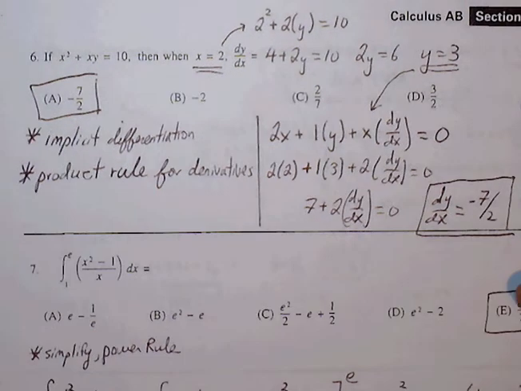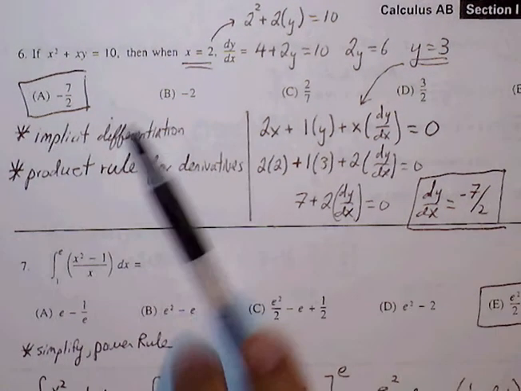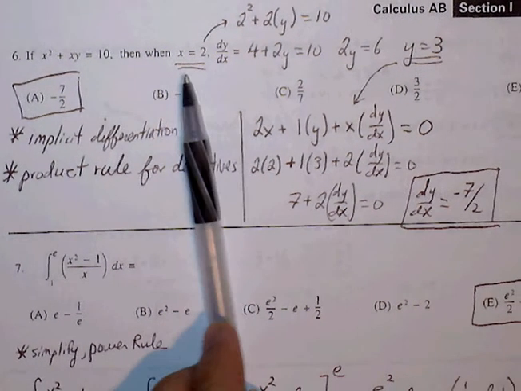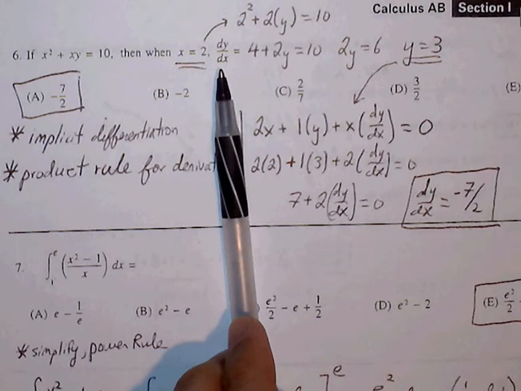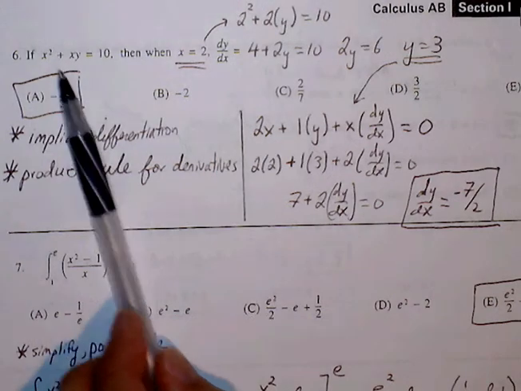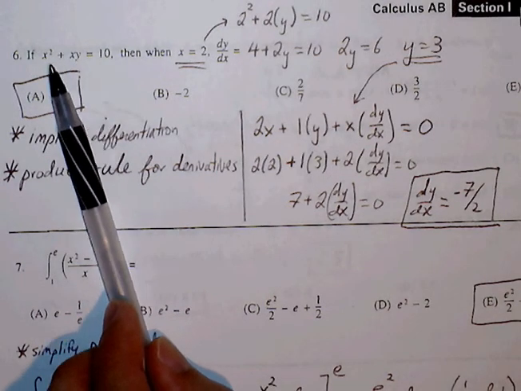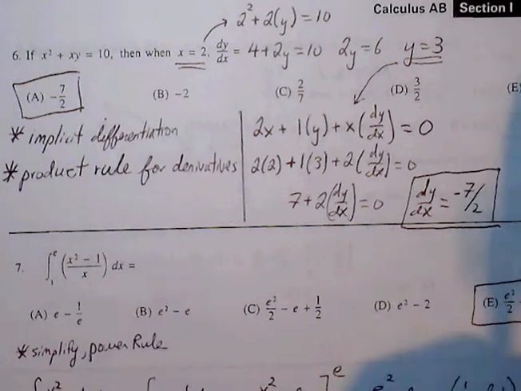Let's continue with the 1998 test, multiple choice, section 1, number 6. If x squared plus xy is equal to 10, then when x equals 2, dy over dx is equal to. Now, if we want to find the derivative of this equation, we have to realize what we're dealing with.